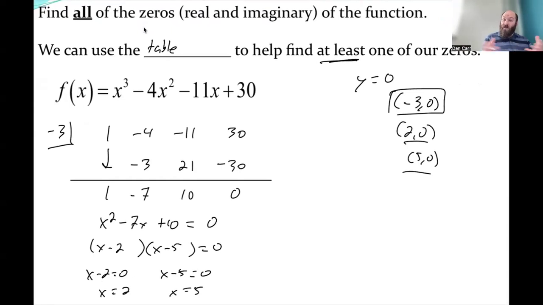So you can find them graphically, you can find them from a table, or you can find them through synthetic division. Once you have one of them, again, as long as you have at least 1 zero, you can break it down and find the rest.